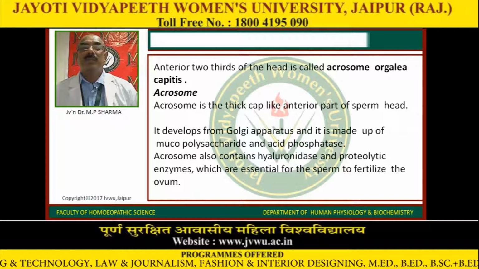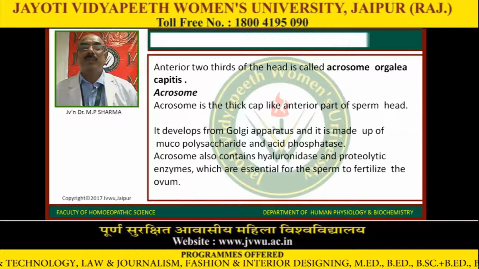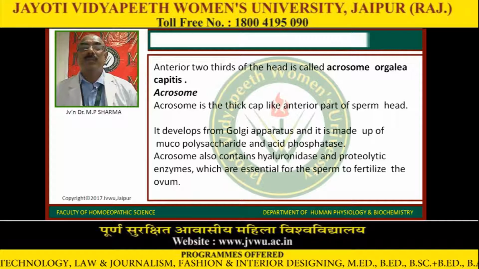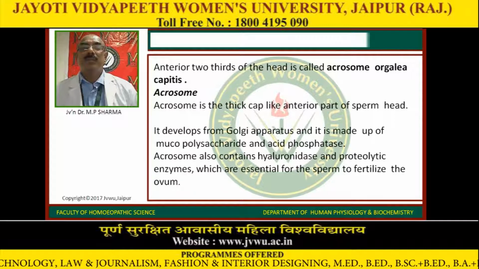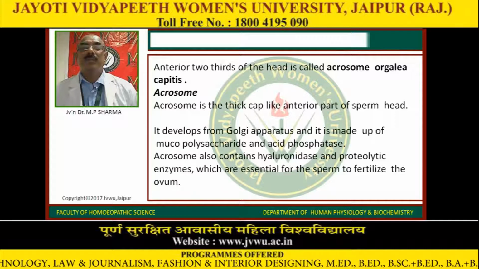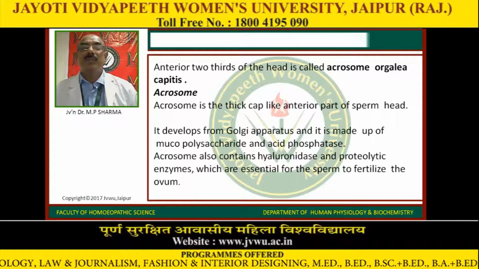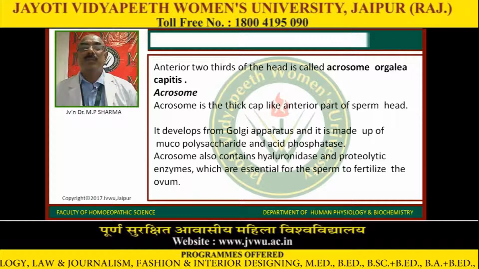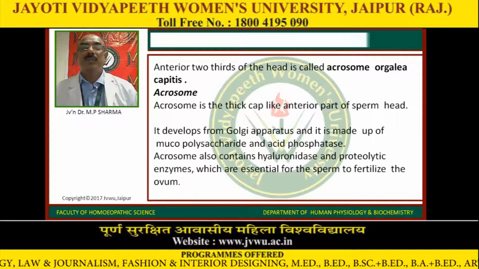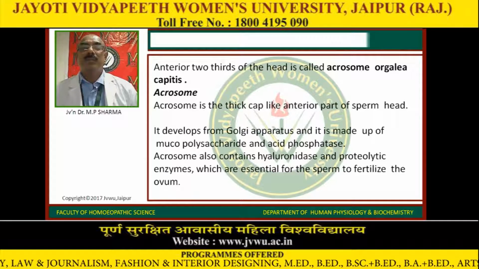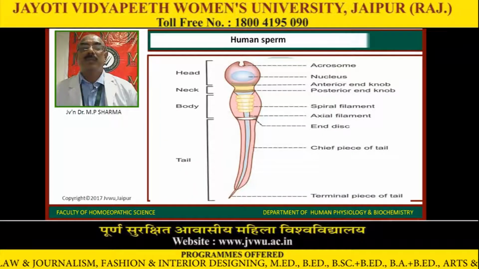The anterior 2/3 of the head is called the acrosome or galea capitis. The acrosome is a thick cap-like anterior part of the sperm head. It develops from the Golgi apparatus and is made up of mucopolysaccharides and acid phosphatase. The acrosome also contains hyaluronidase and proteolytic enzymes, which are essential for the sperm to fertilize the ovum.